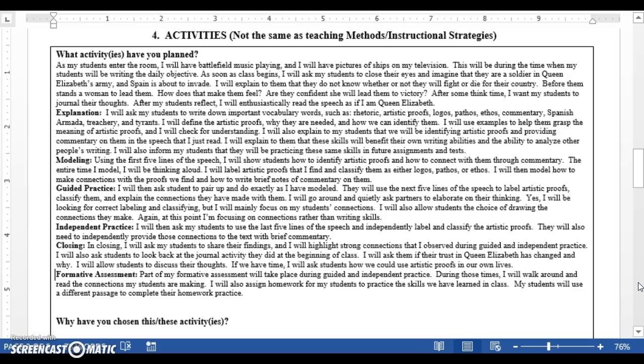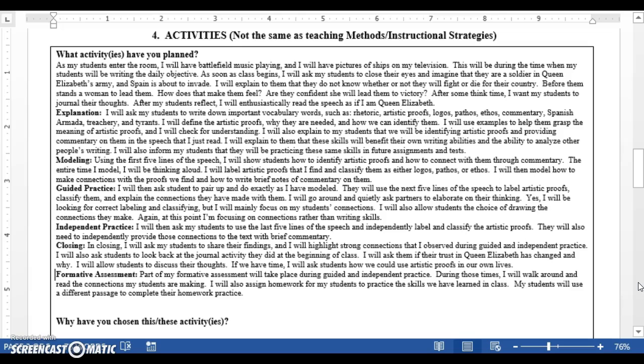Here they are, Spain's about to invade, and they have a woman leading them. And so I'm going to give them probing questions. I really want them to be thinking of how they would be feeling if they were a soldier. And then after some think time, I'm going to allow them to journal those thoughts down.